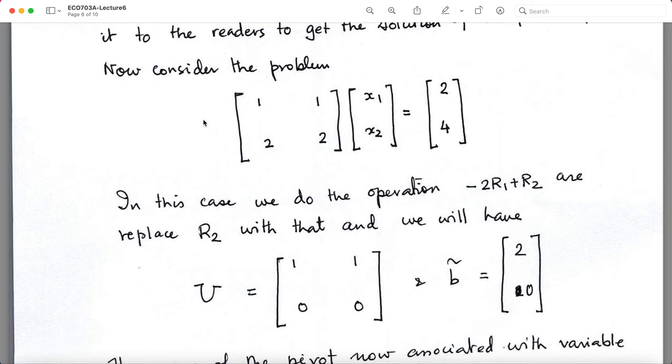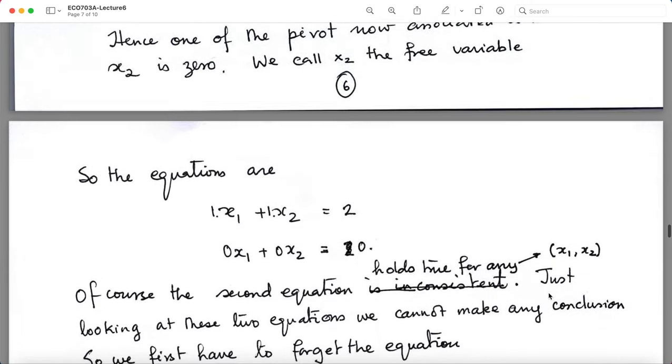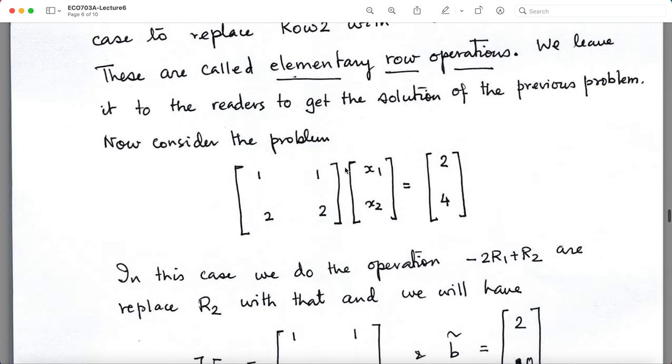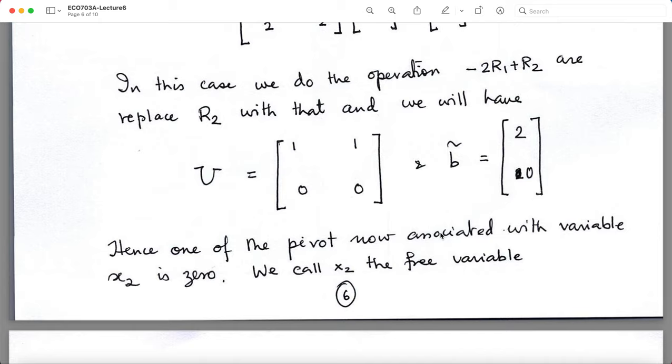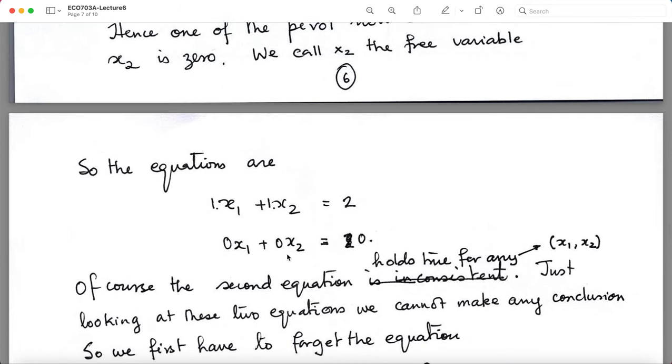Now if I do the row operation minus 2 of R1 plus R2, then this is exactly what we get. The upper triangular matrix has one of its pivot elements, that is U22, equal to 0. One of the diagonal elements is 0. And the same operation, minus 2 R1 plus R2, would give B hat to be (2, 0). Now this would give me two equations: 1 into x1 plus 1 into x2 equal to 2, because Ux equals b tilde, and 0 of x1 plus 0 of x2 equal to 0. For the second equation, it doesn't matter whatever my x1 and x2 are, this equation is always true.